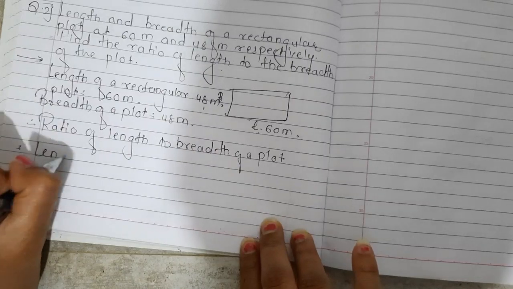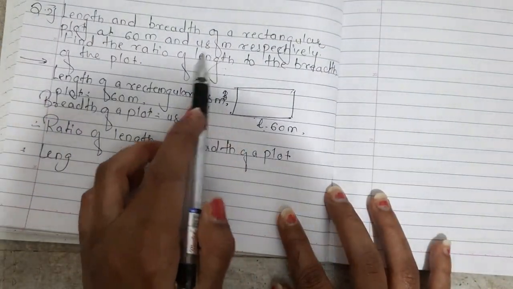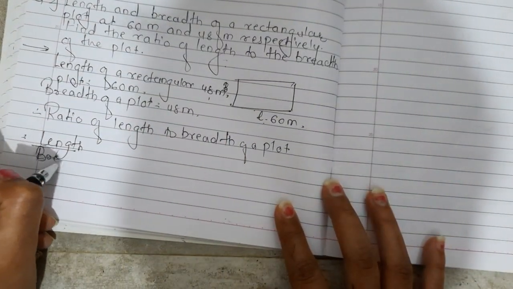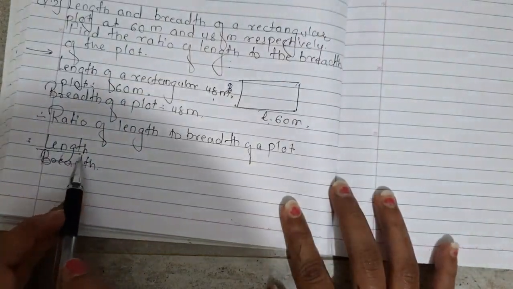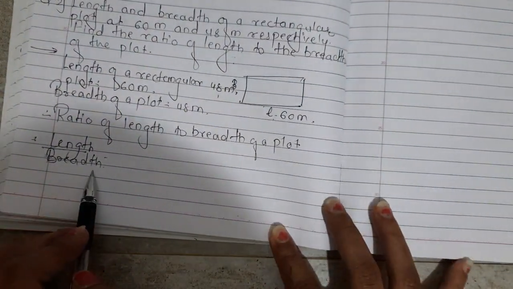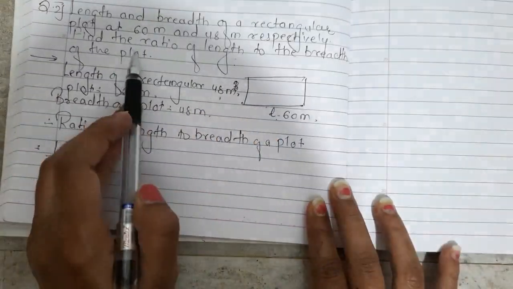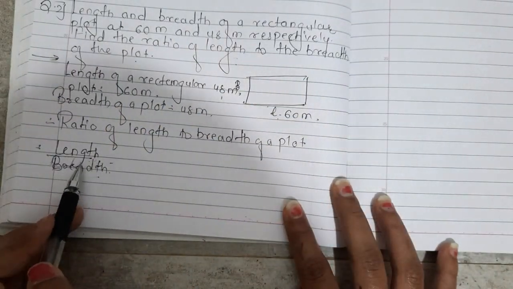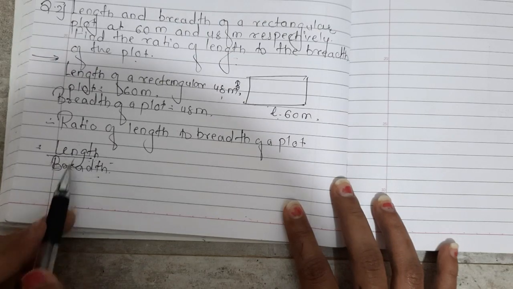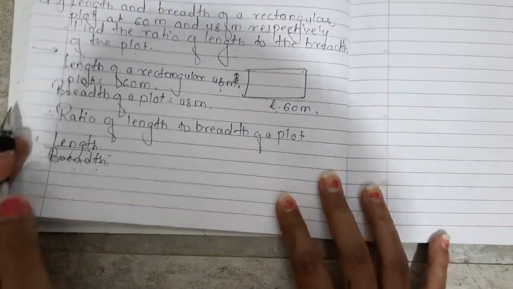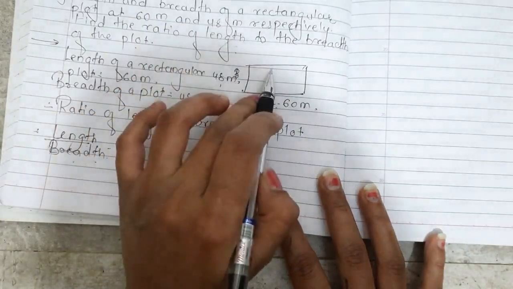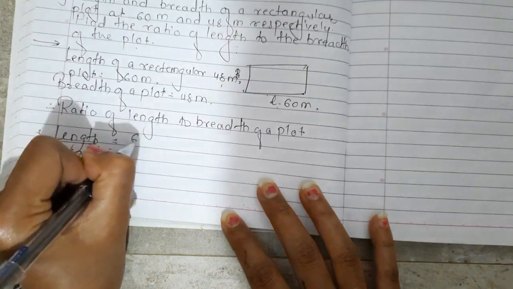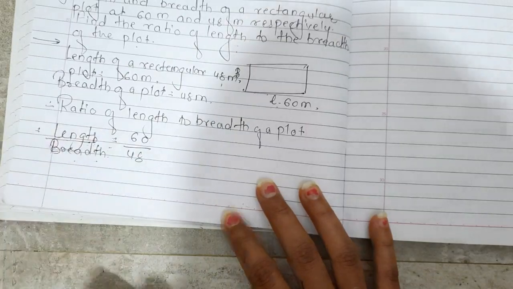is equal to, now they have told you to find the ratio of length to breadth. That is why we have to write length above and breadth below. We have to take length as numerator and breadth as denominator. But if they have asked you to find the ratio of breadth to length, then you should write breadth at the numerator's place and length at the denominator's place. So here we have to find the ratio of first to second. So length upon breadth is equal to, length is 60 and breadth is 48.